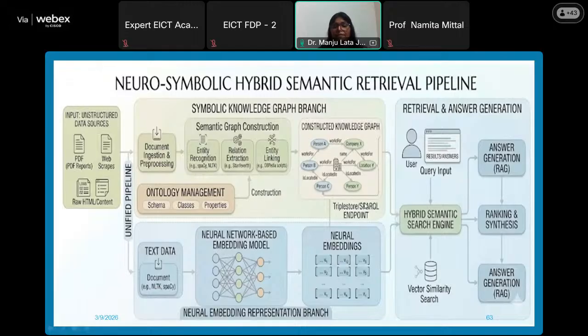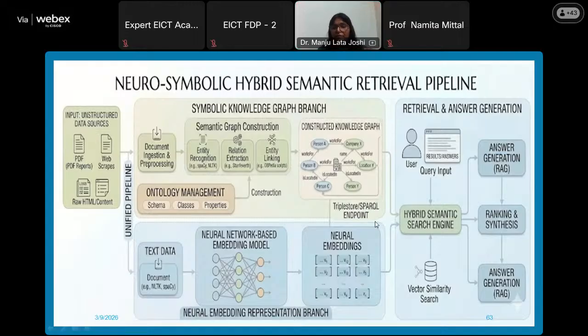This is the constructed graph here. And then the triple store, wherein we have established the subject, predicate, and object relationship. In this lower component, we are taking care of neural embedding representation, wherein the same textual data, means the input raw data, the document, is considered. The document is represented in the form of neural network based embedding models, and then a vector is created with numerical values, similarity values among these things.